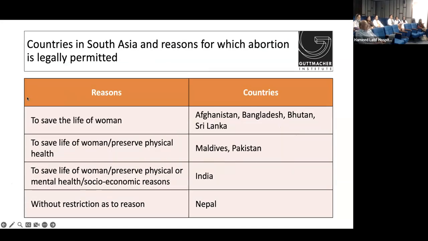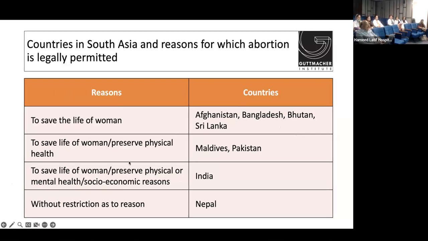This is the reasons for abortion legally permitted. In Afghanistan, a question mark should be put here; this is from before the Taliban came, that it was allowed to save the life of a woman. If the life of a woman is endangered by continuation of that pregnancy, for example, she has severe cardiac disease, in that kind of situation.